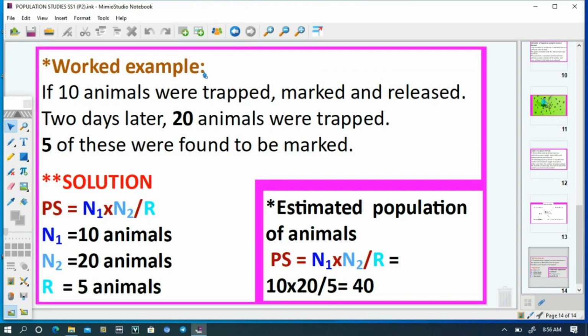Worked example. Take for example, if 10 animals were trapped, marked and released. 2 days later, 20 animals were trapped. 5 of these were found to be marked. Determine the population of the animal. Solution. Population size equals N1 times N2 divided by R.